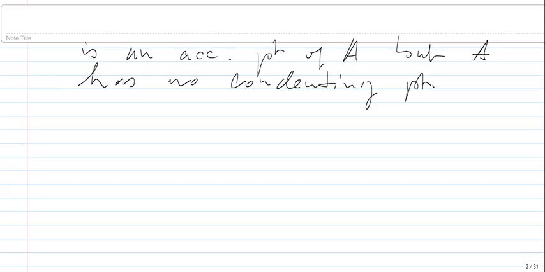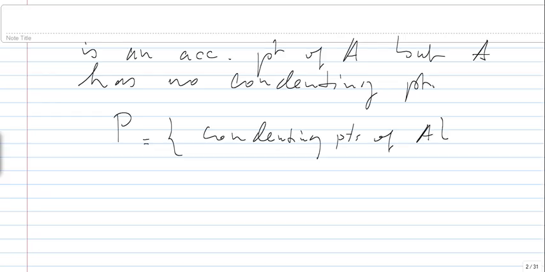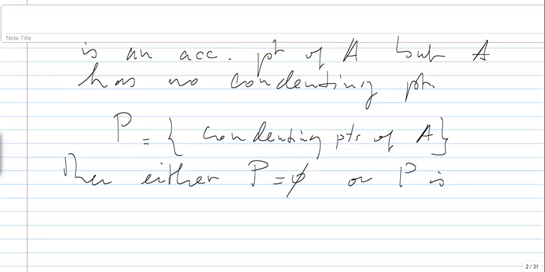This concept of condensing point is stronger than accumulation point or limit point. So consider P, the set of condensing points of A. Then either P is empty or P is perfect. So assume P is not empty, and let us prove that P is perfect.